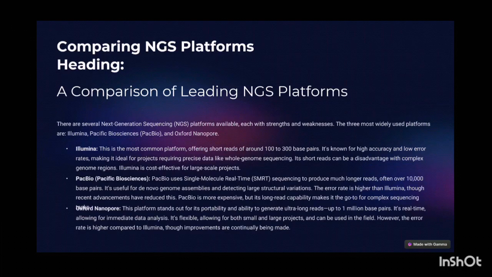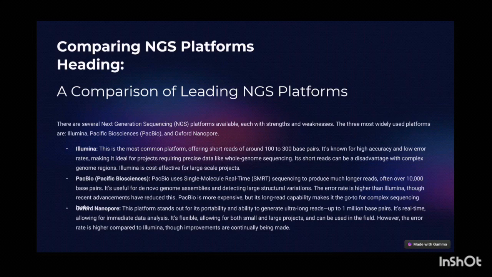Short read lengths can be disadvantaged when dealing with complex regions of the genome. And cost-wise, Illumina offers one of the most affordable options for large-scale production and large-scale projects. And next we have PacBio, that is Pacific Biosciences.